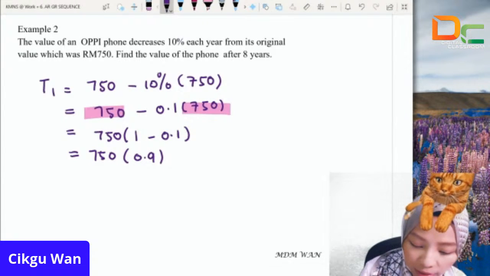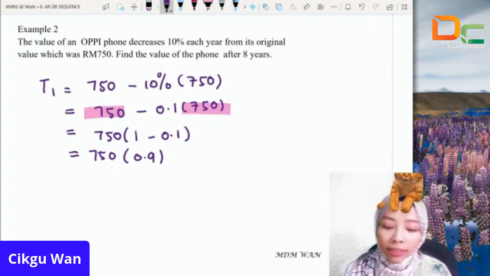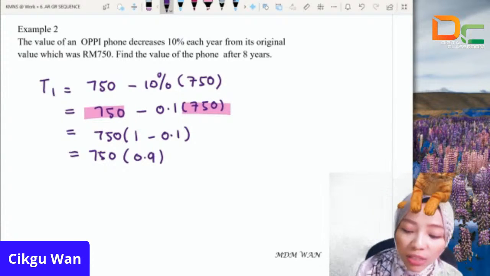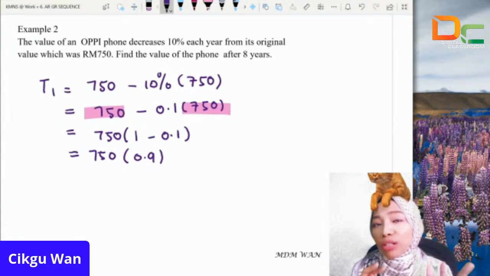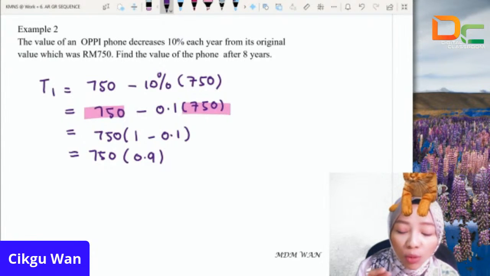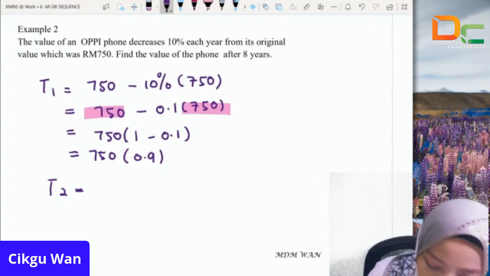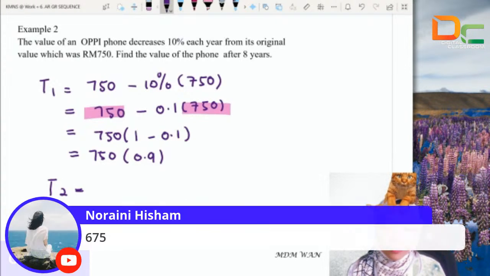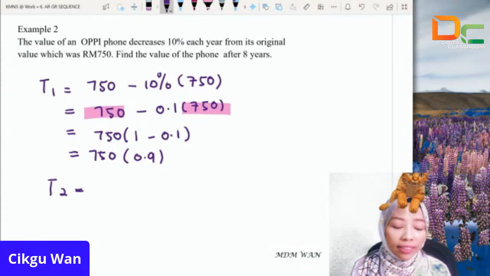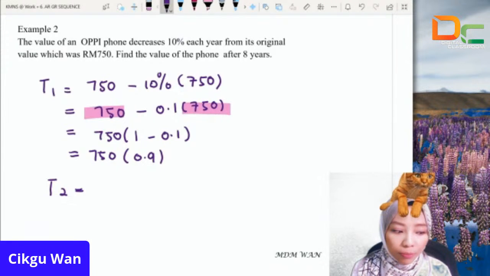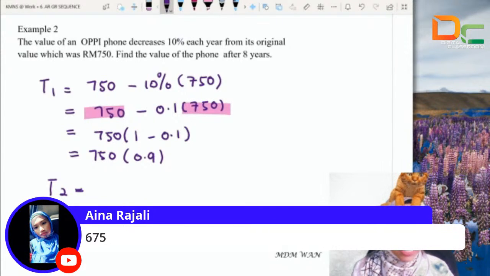Okay, tetapi adakah soalan nak T1? Tidak, soalan nak T8. Okay, so teacher 1 actually I want to get the general formula. So I leave it T1 as it is. Now I am finding T2. So T2 is basically the price 750 itu tadi.